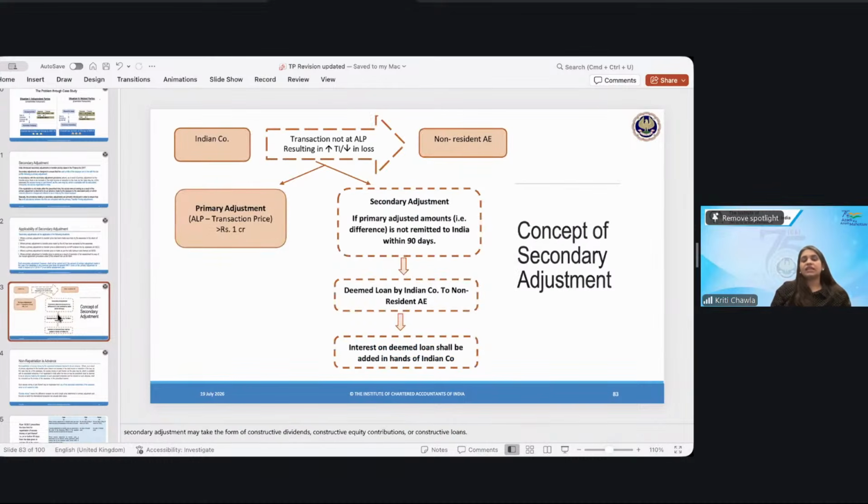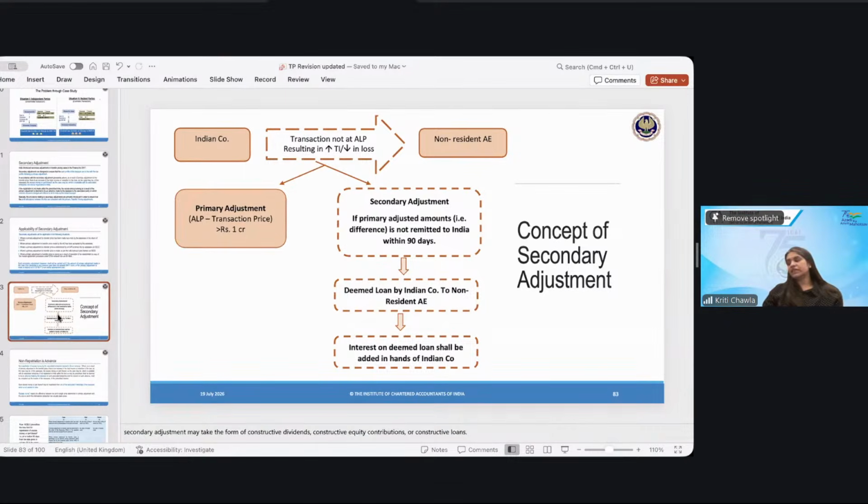So this is the slide that talks about secondary adjustment in a summary form. Secondary adjustment may take the form of constructive dividends, constructive equity contribution, or constructive loans, etc. So that is really the concept of secondary adjustment.